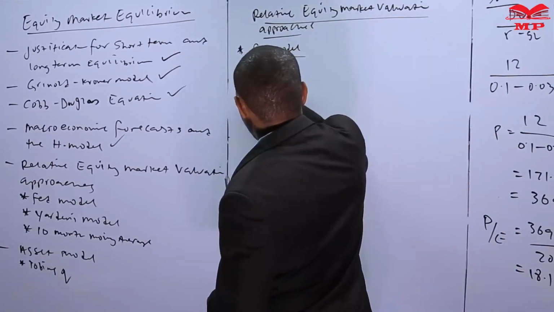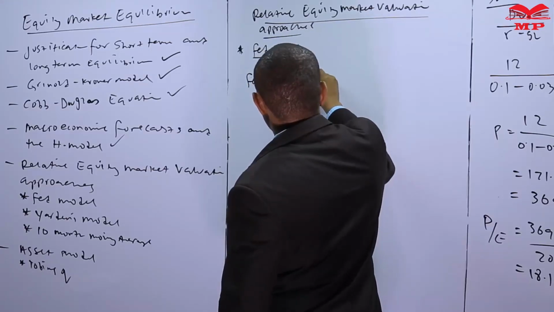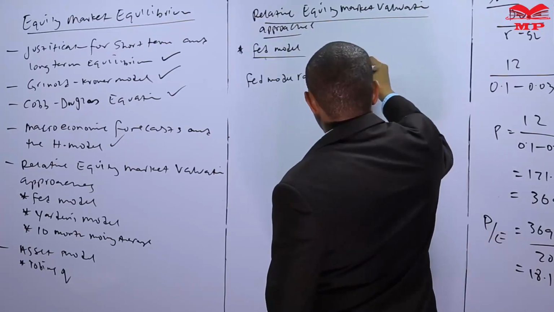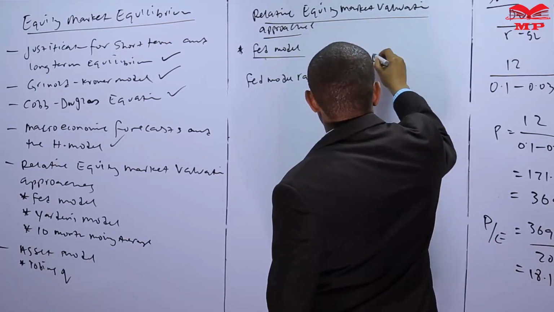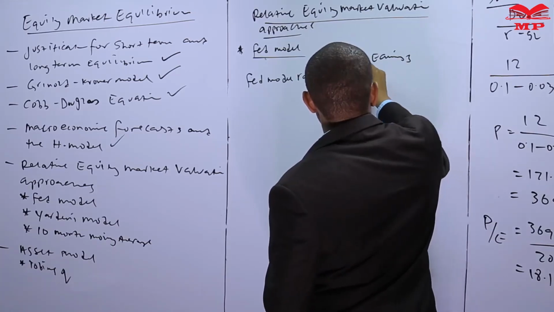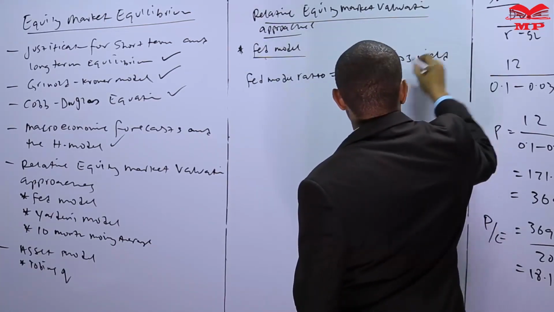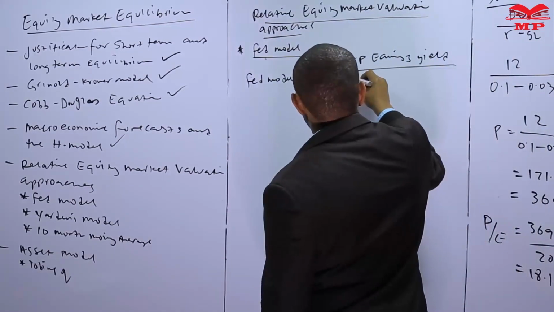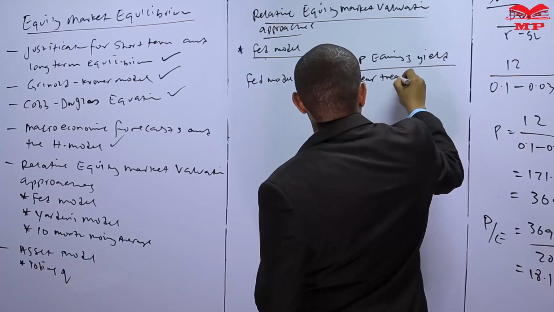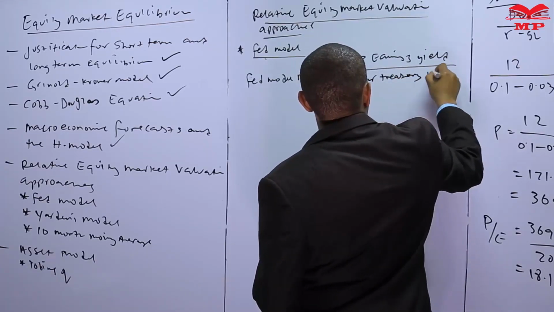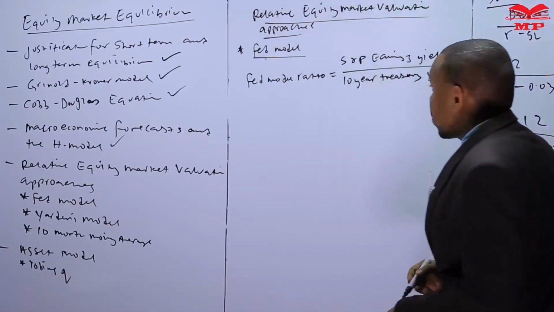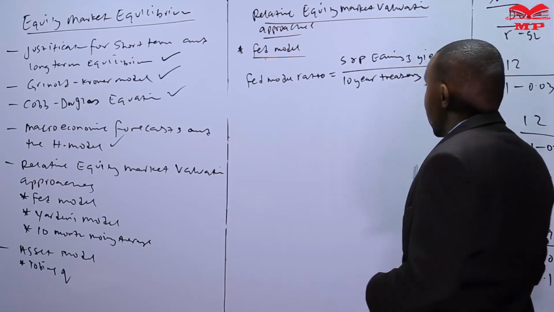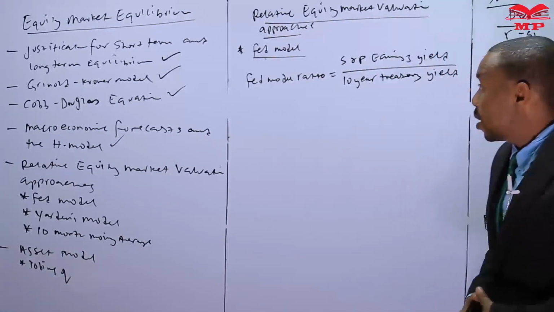So we are saying the Fed model ratio is given as the S&P or the Standard & Poor's earnings yield divided by the 10-year Treasury yield. That is how you get the Fed model ratio, and this Fed model ratio tries to predict the equity market value at any given point in time.